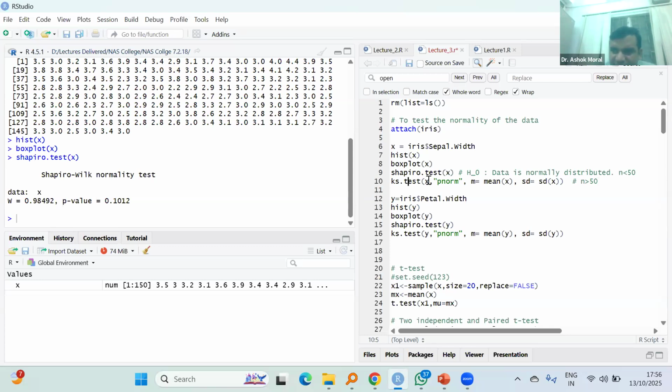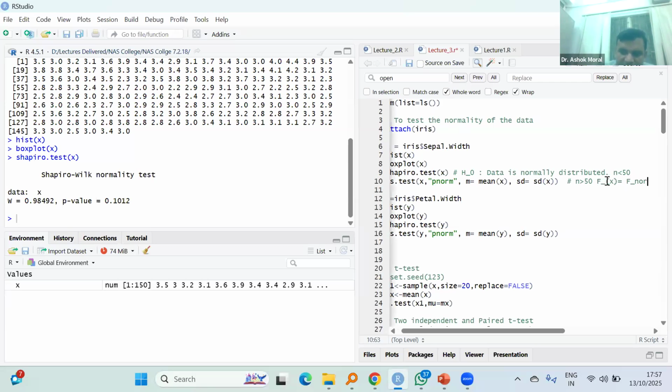How will we use the KS test? We will use the data, that is the X. We will use pnorm. pnorm is basically a function for the CDF of normal distribution. It basically tests whether the CDF of this X is equal to the CDF of normal distribution. So basically what will this do? It tests whether F of X is equal to F of normal.